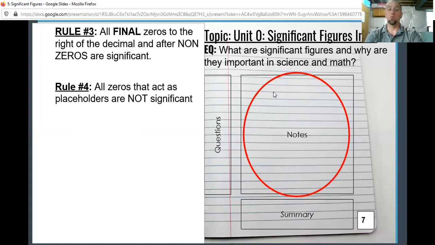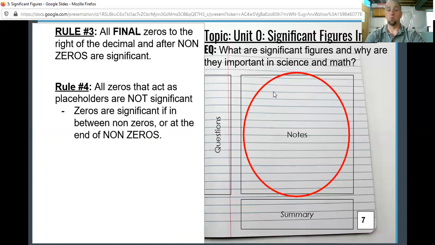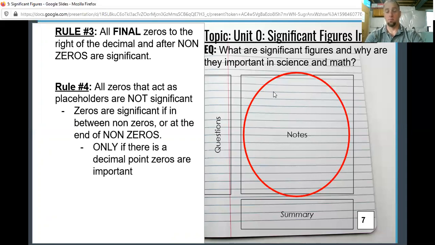And then our last rule, rule number 4, all zeros that act as placeholders are not significant. Okay, there's an exception though. Zeros are significant if they're between non-zeros or at the end of non-zeros if there is a decimal point. So if they're to the right of that decimal point. Again, we're going to do some examples here.